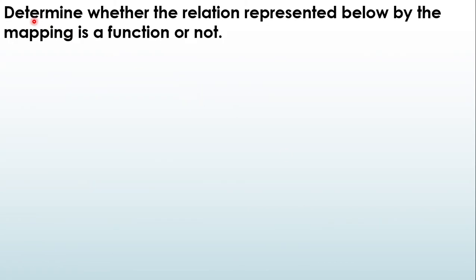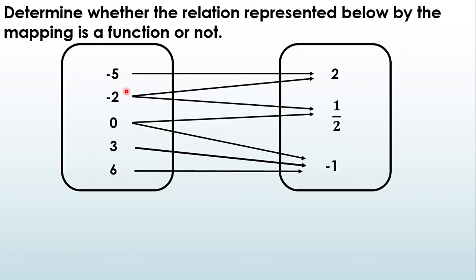Right, so let us determine whether the relation represented below by the mapping is a function or not. Okay, so mapping diagram we have, so the x values are located on the left side and the y values or the range are located on the right side of the mapping diagram. So here we have -5 chooses +2, -2 chooses +2, another -2 chooses +1/2, then 0 chooses +1/2, 0 chooses -1, and 3 chooses -1, 6 chooses -1.